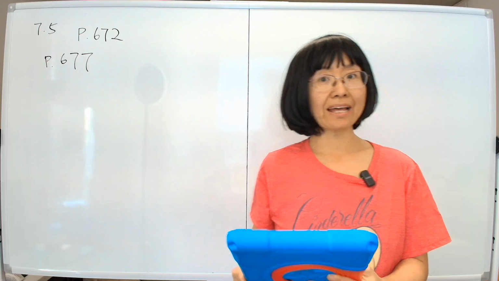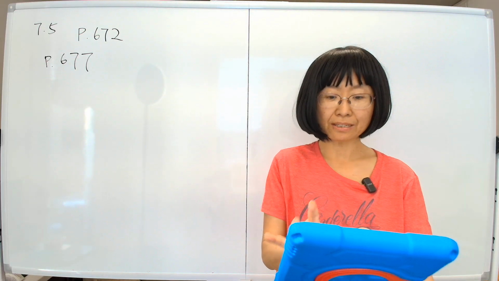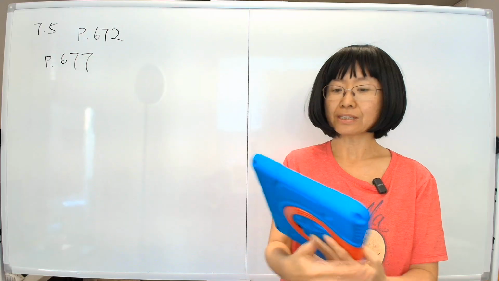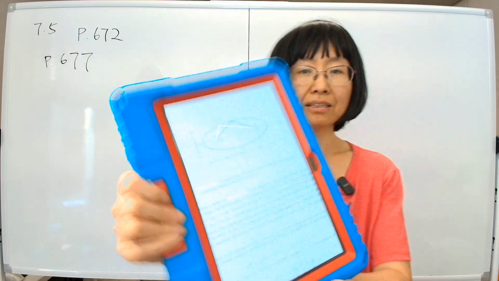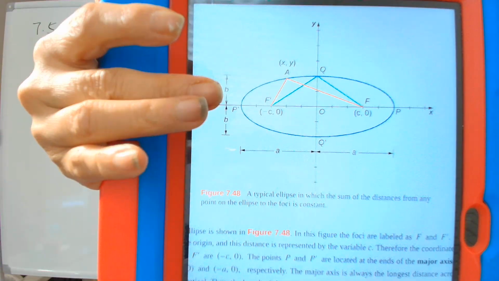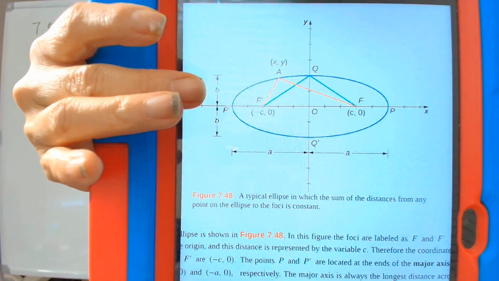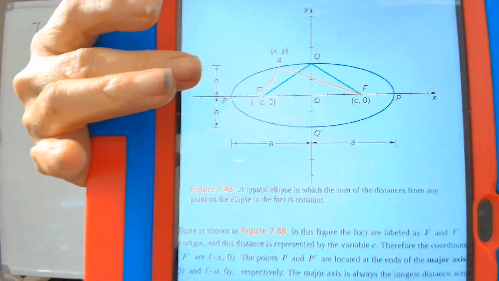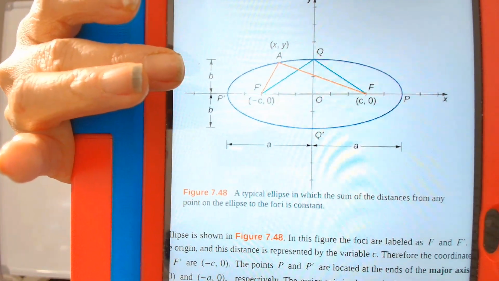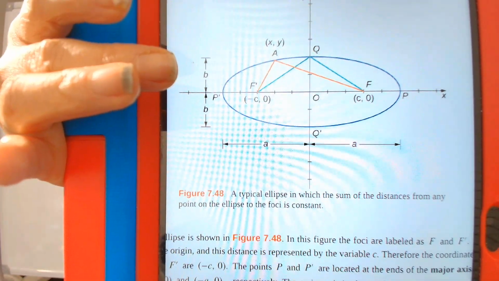Next, let's look at the following page, 677, where we're looking at the ellipse. The definition of the ellipse is such that the distance from any point of the ellipse to the two focuses, okay, the distance is constant. In other words, look at the red line there. It goes up and down. And then that other color, let's call it green, which goes up and down.